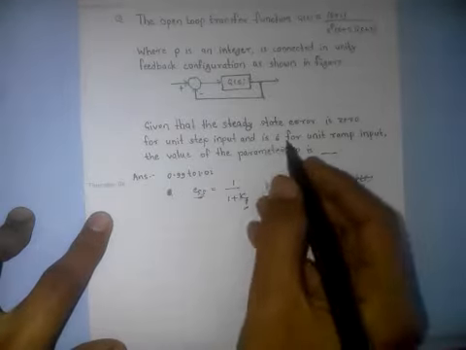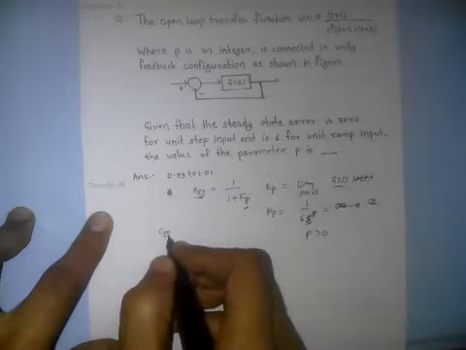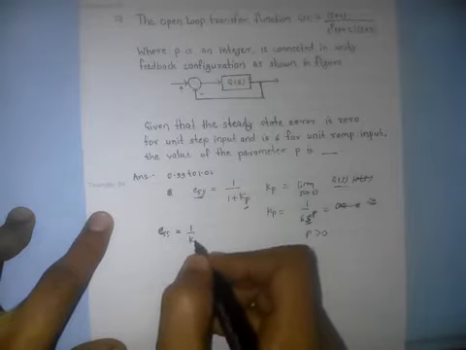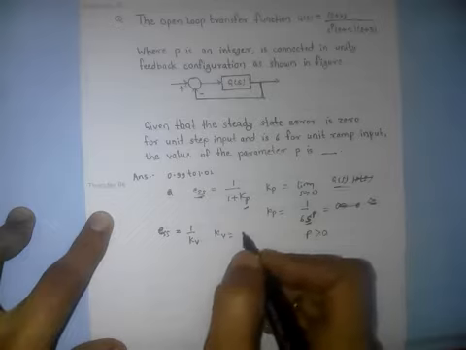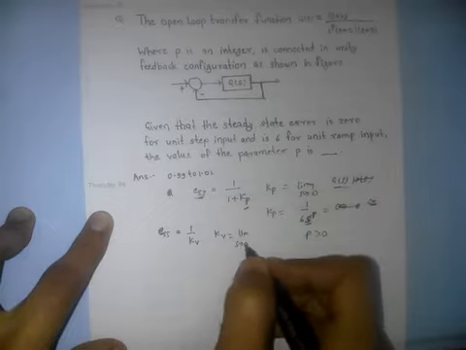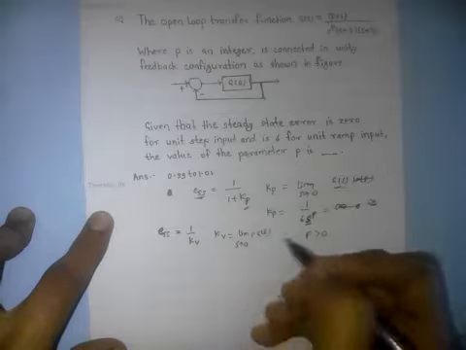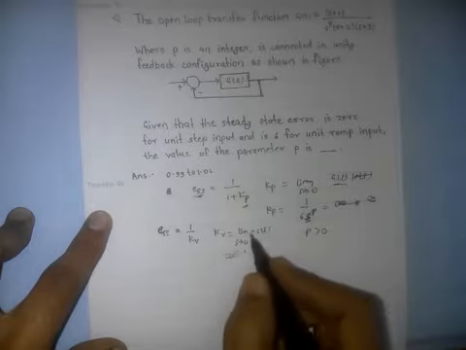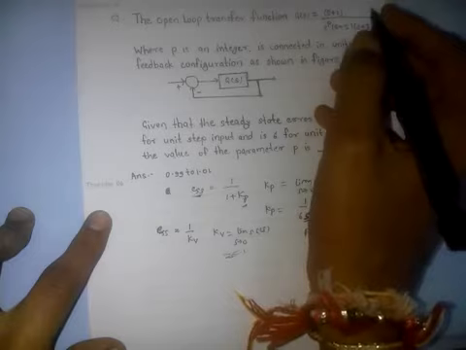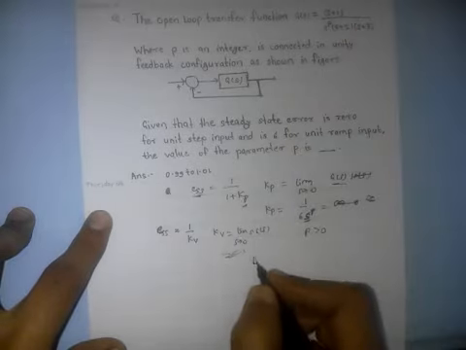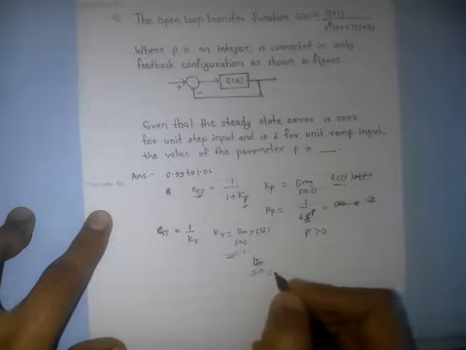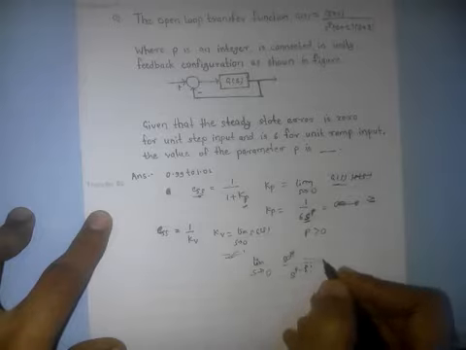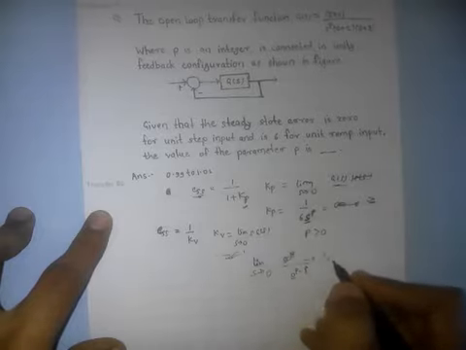And the next point is e_ss for the unit ramp input, which is 1 by Kv, and Kv is limit s tends to 0 of s into G(s) for unit feedback system. So first you multiply s with G(s) and then put limit s tends to 0. So it will become limit s tends to 0, s power p minus 1 in the denominator, and in the numerator 1 upon 3 times 2, that is 6.